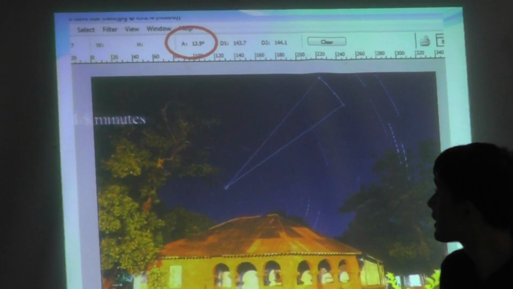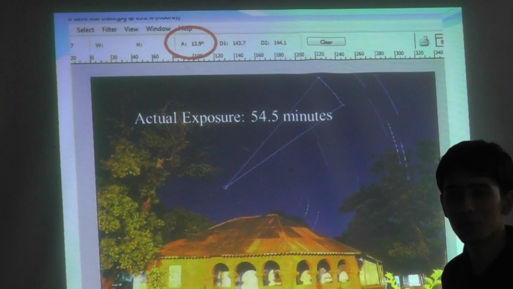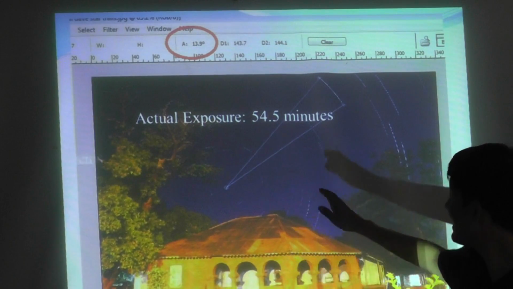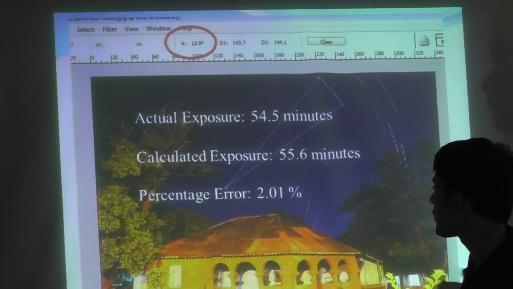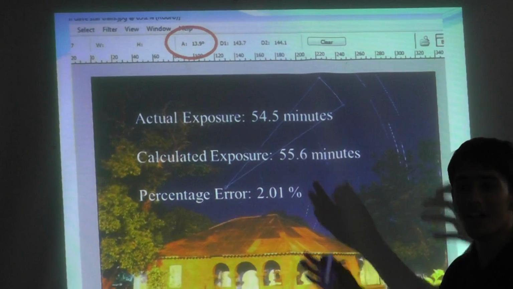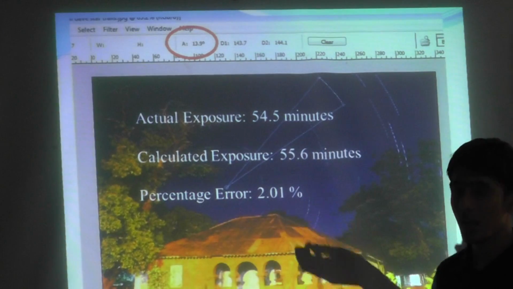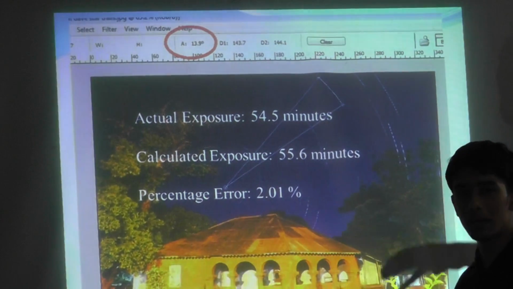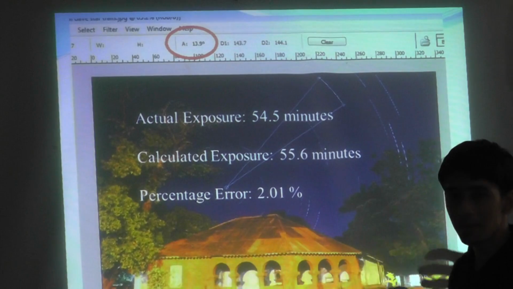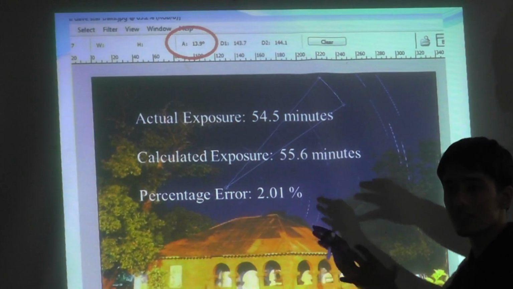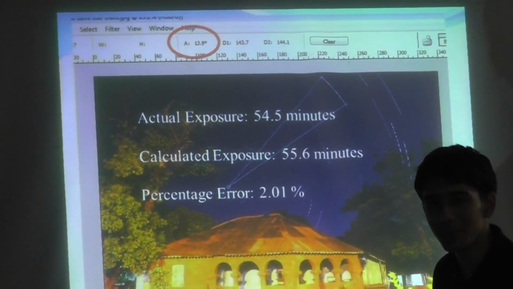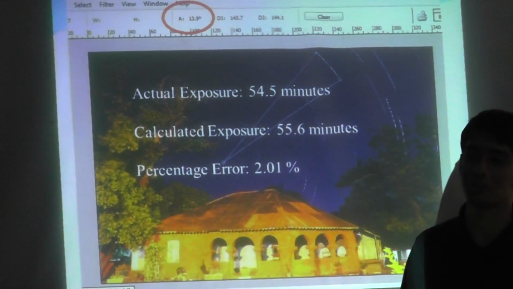So the actual exposure time was 54.5 minutes, and the calculated came to 55.6. So the error was just, I think, 2.01%. So that is how this error margin is there, from about 2 to 8%. But the interesting part here is that by making use of such amateur software and such rough calculations, you can find out this estimate of what could be the exposure.